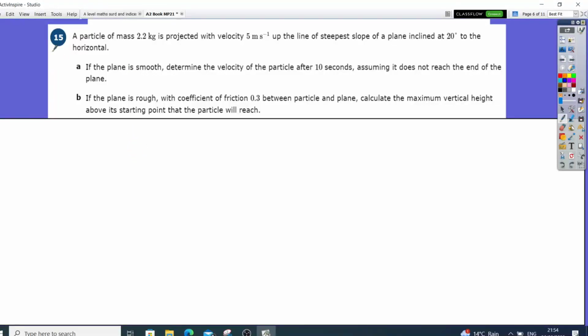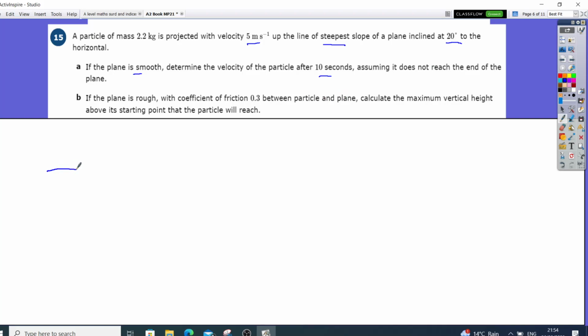Okay, let's have a quick look at question 15. A particle of 2.2 kg is projected with velocity 5 up the line of steepest slope of a plane inclined at 20 degrees. The plane is smooth. Determine the velocity after 10 seconds, assuming it does not reach the end of the plane.